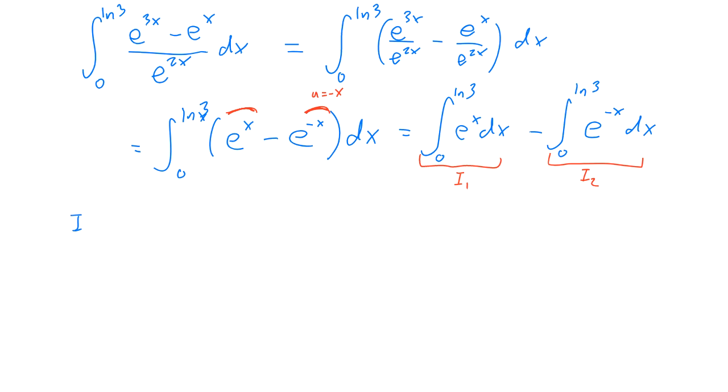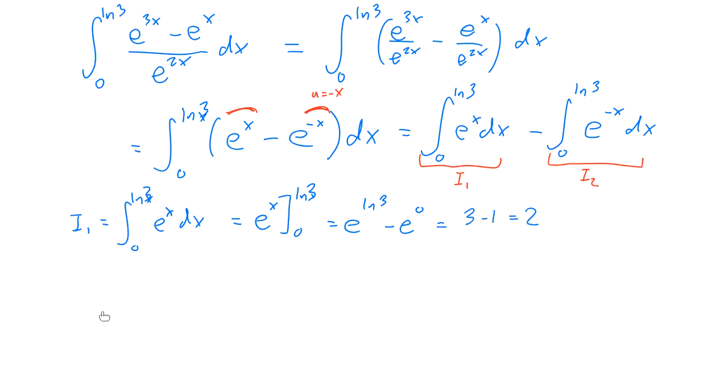So integral 1 is the integral from 0 to log 3 of e to the x dx. And the antiderivative of e to the x is just e to the x. This will go from 0 to log of 3. So I have e to the natural log of 3 minus e to the 0, which is 3 minus 1, or 2. So the first integral is 2.